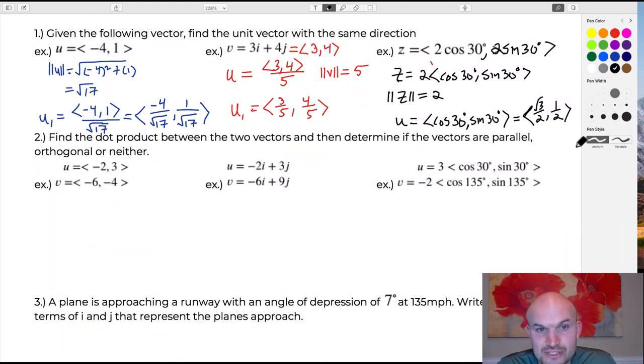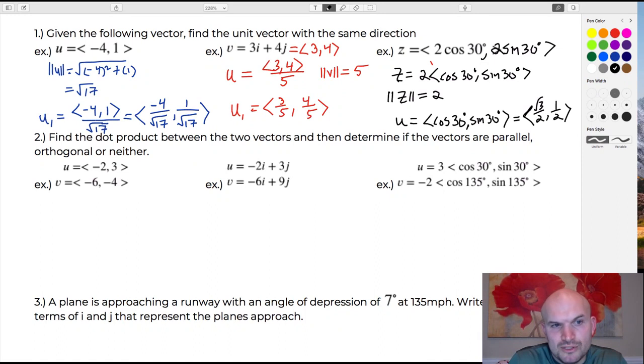It says find the dot product between the two vectors and then determine if the vectors are parallel, orthogonal, or neither. What I wanted students to do is practice doing the dot product so they could see if two vectors were parallel or orthogonal. Obviously, we can do a lot of checking on that just by looking at the slopes of the vectors. But first I just want to practice using the dot product, and then we'll use the slopes to verify our answer.